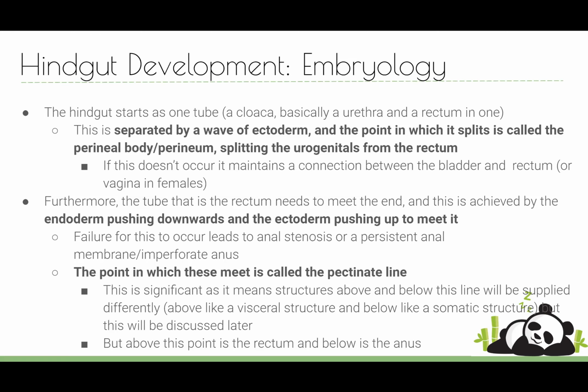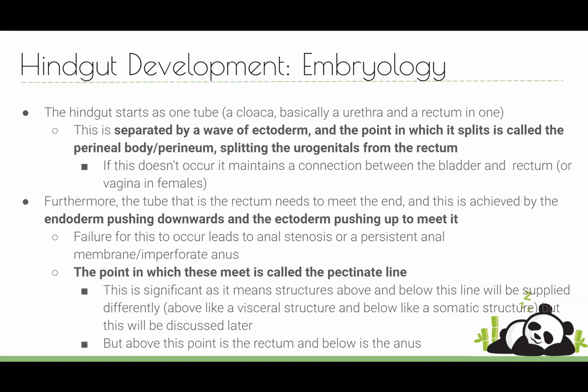The point at which these things meet is called the pectinate line. That's really important. The structures, in terms of how they're innervated and how they're supplied, are different above and below the pectinate line. But the point here for now is that above it is the rectum and below it is the anus. So they're actually 2 different things.